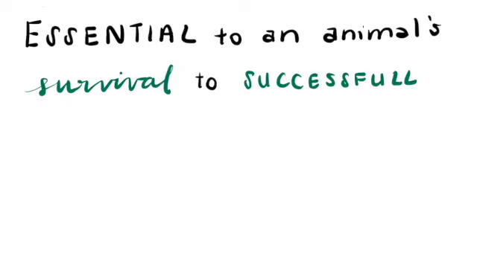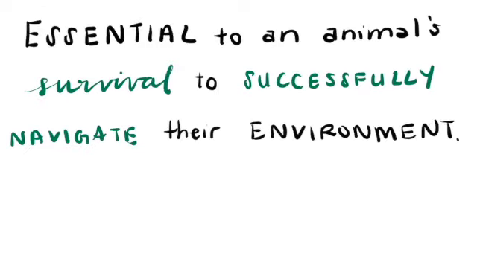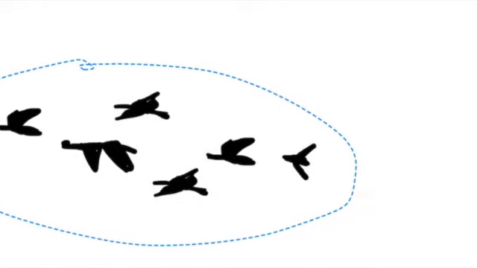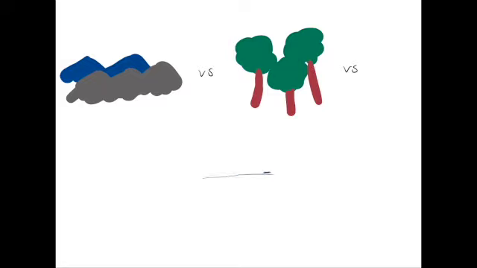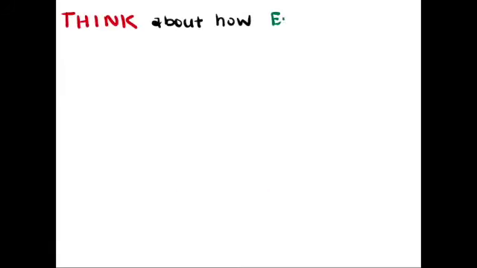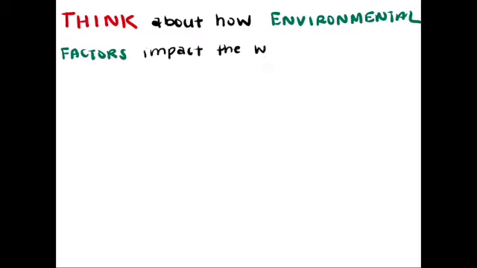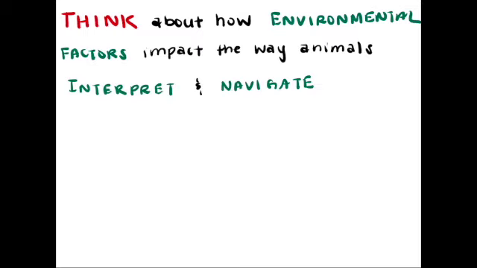It is essential to an animal's survival that they are able to successfully navigate in their environment, whether it be short-distance movements or migrations over thousands of miles. We have seen many examples of how species use a multitude of navigational cues to get to where they need to be. The diversity of environments results in certain navigational cues being more accessible and informative to animals in some landscapes more than others. As you continue to learn about animal navigation, think about how environmental factors impact the way animals interpret and navigate the world around them.